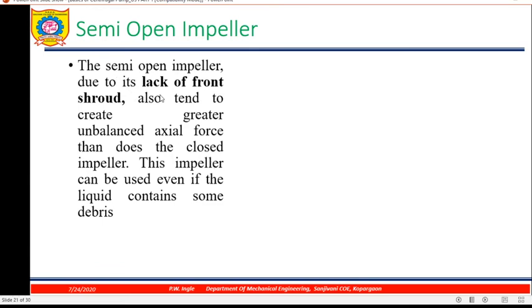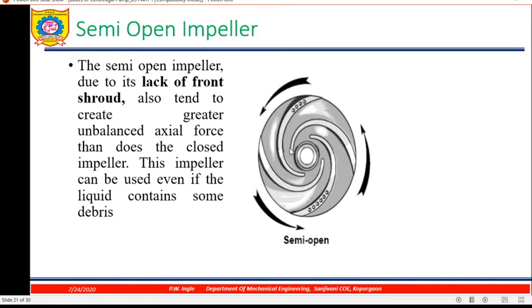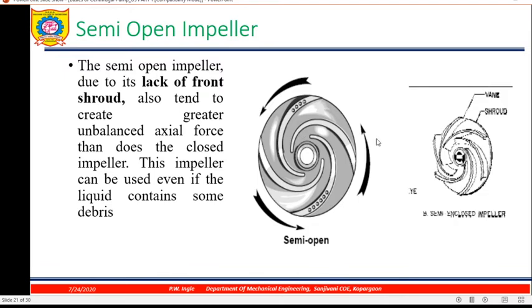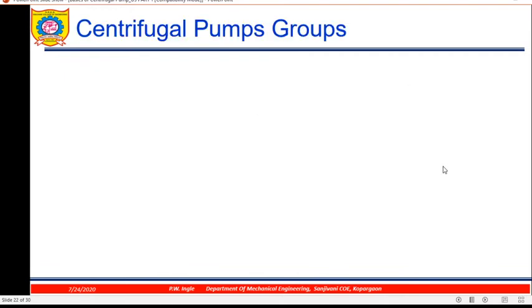Now semi-open. Obviously, semi-open impeller is where both ends will not be covered, only one side of the vanes will be covered by the plate. The semi-open impeller, due to its lack of front shroud, also tends to create a greater unbalanced axial force than does the closed impeller. This impeller can be used even if the liquid contains some debris. So this is the end plate. Front side is open and back side is closed by plate. You can see here, this is semi-open impeller.